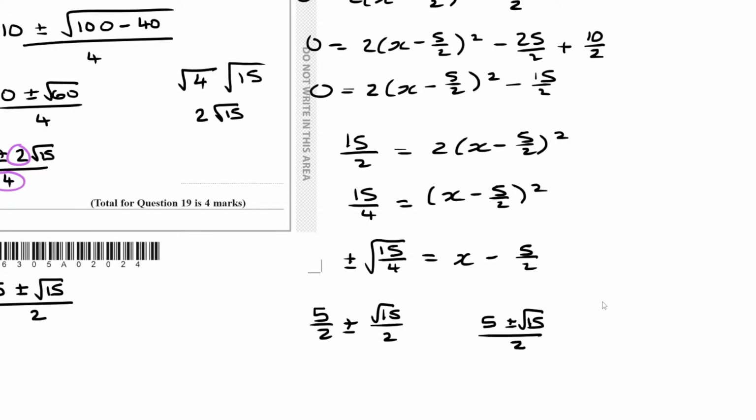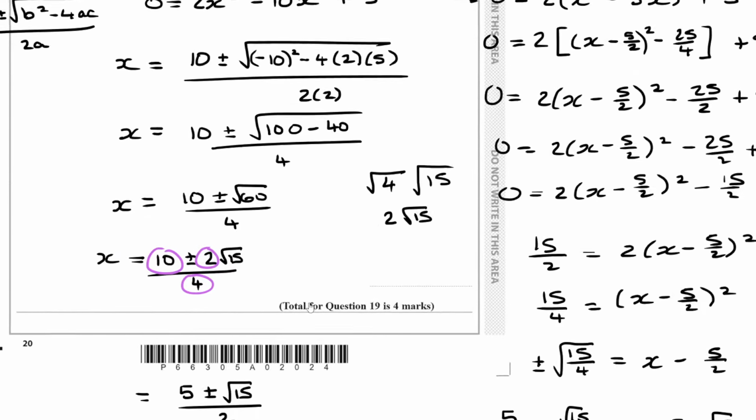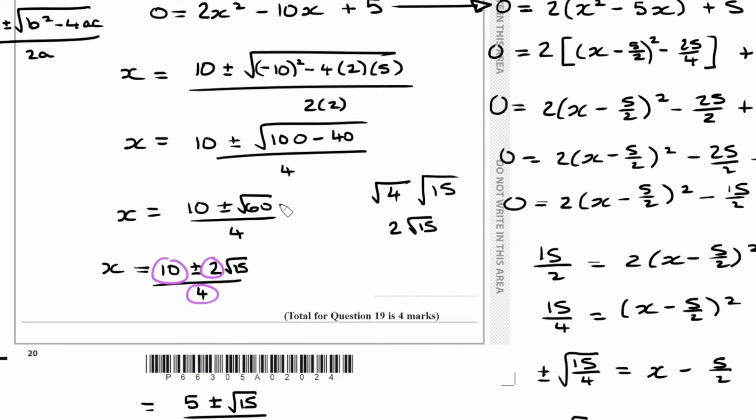Root 4, root 15. So the third bit is where I'm simplifying root 60. You see how 4 times 15 would make 60? They're factors of 60, but 4 specifically is a square number, which means it then square roots. 15 obviously does not square root, it stays 15. So that's just simplifying surds, that bit there.